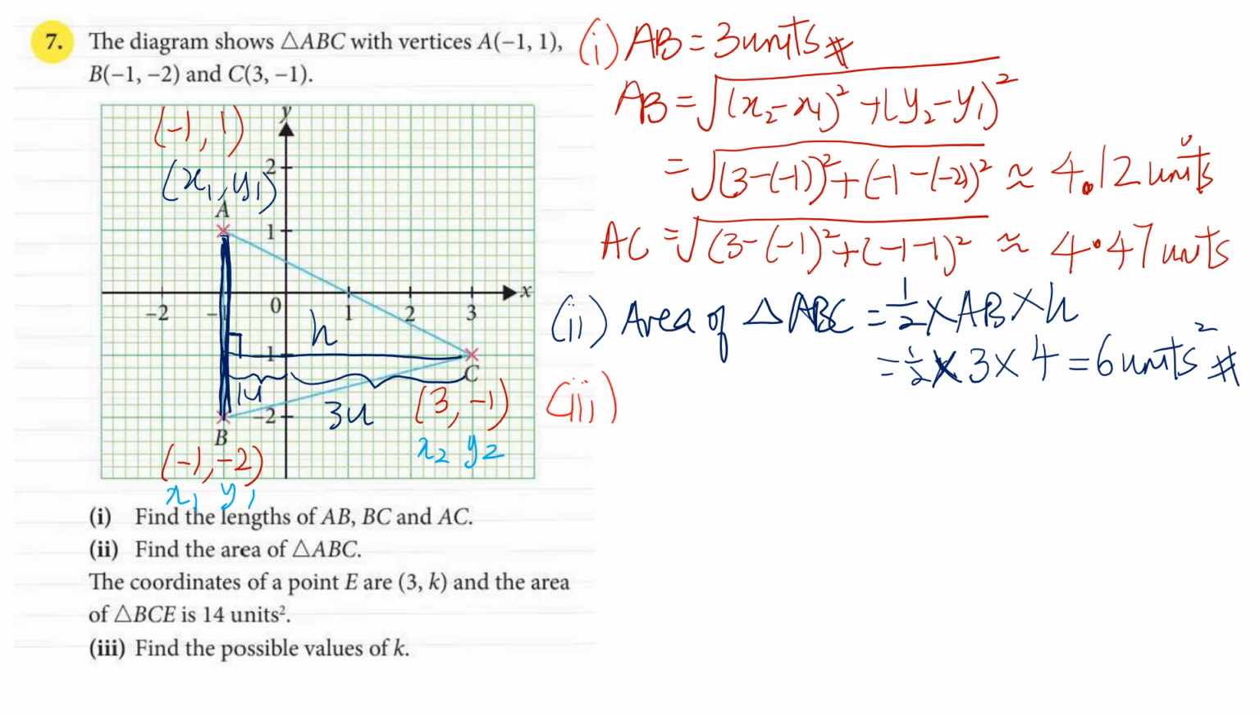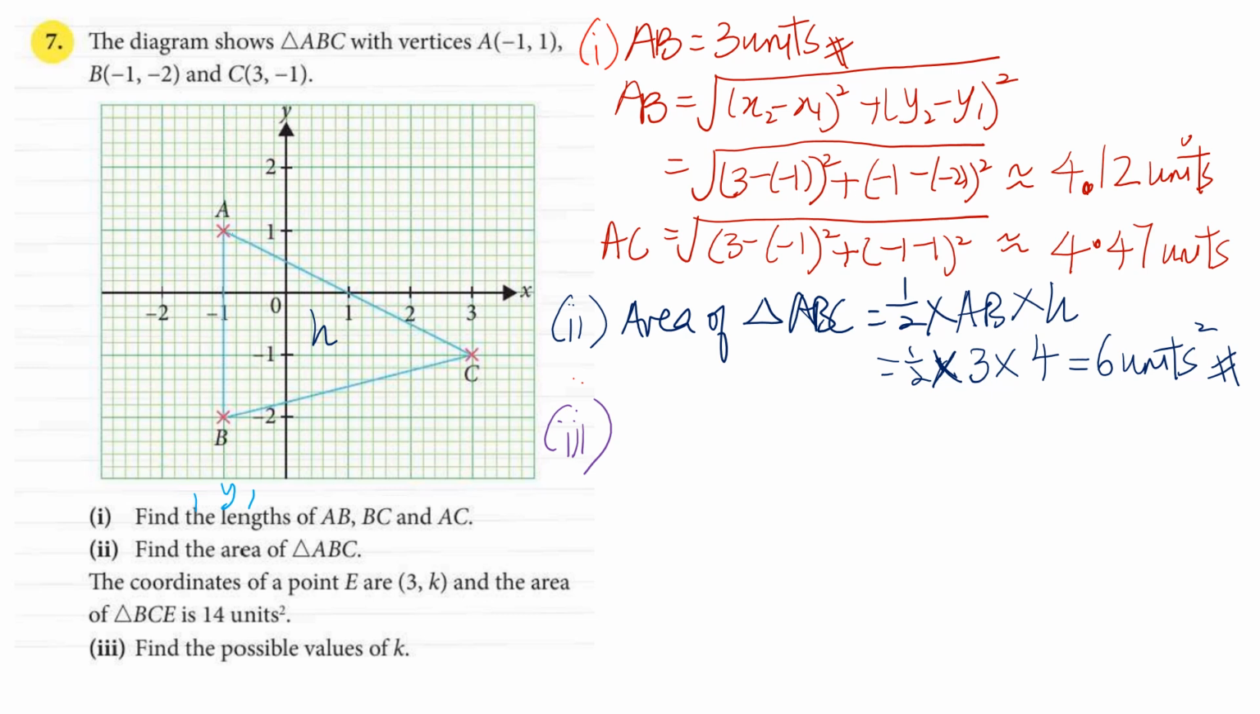Alright, so to do part 3, I'm just going to erase all this to make the diagram look neater. Okay, so for part 3, you are given a third point, and this third point has x coordinate 3, but we do not know where the point is. But we know the x coordinate has to be 3.